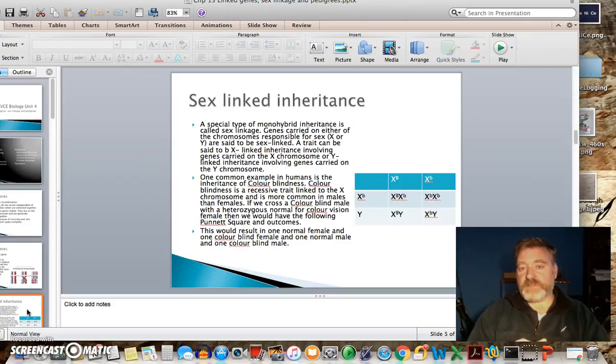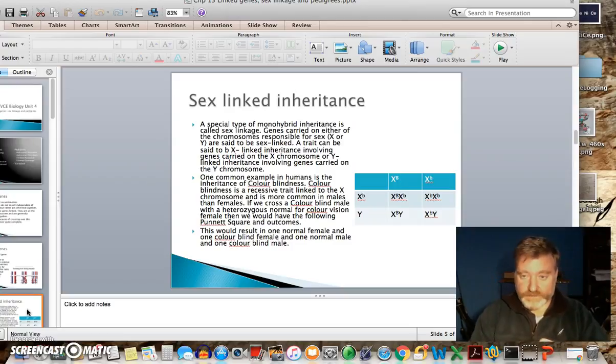But again, because males only have one X chromosome, if you've got something like red-green colour blindness, which is a classic condition for this, males tend to show it more because it's recessive. You only need one allele to show it. So if it's a recessive trait and your mother passes it to you, then you'll pick it up. So mothers tend to be carriers.